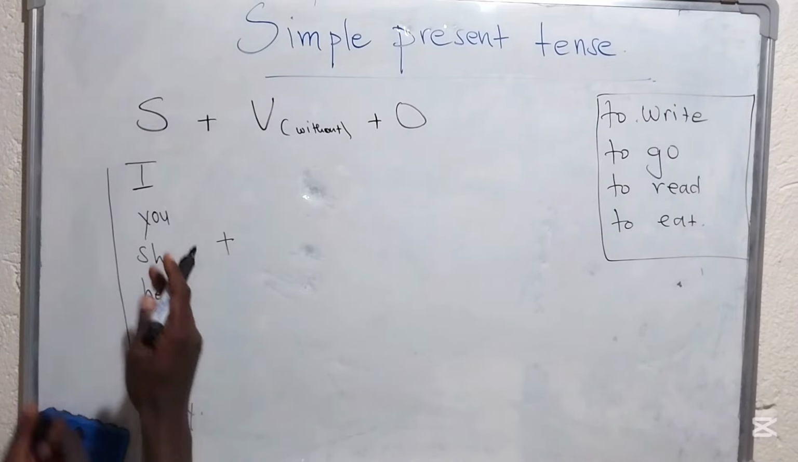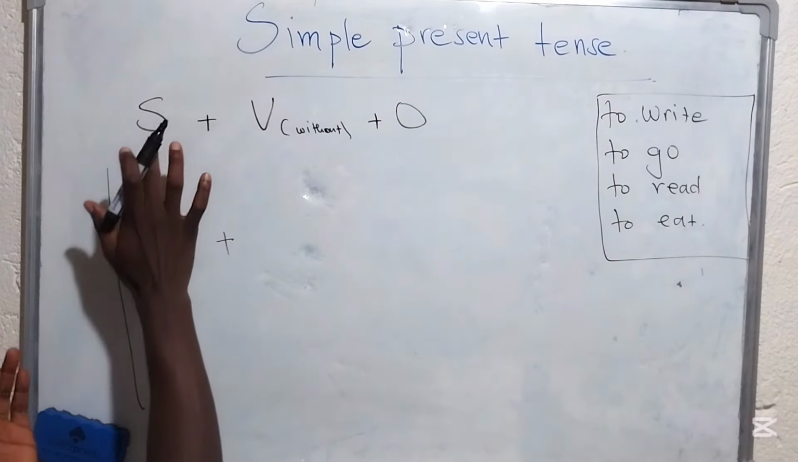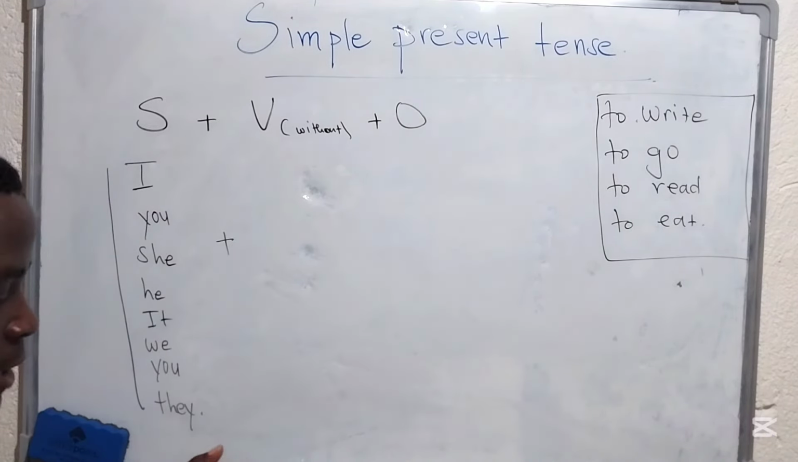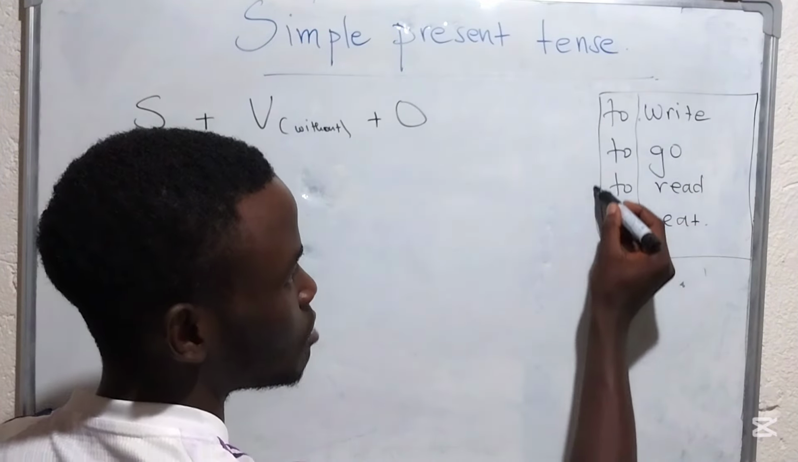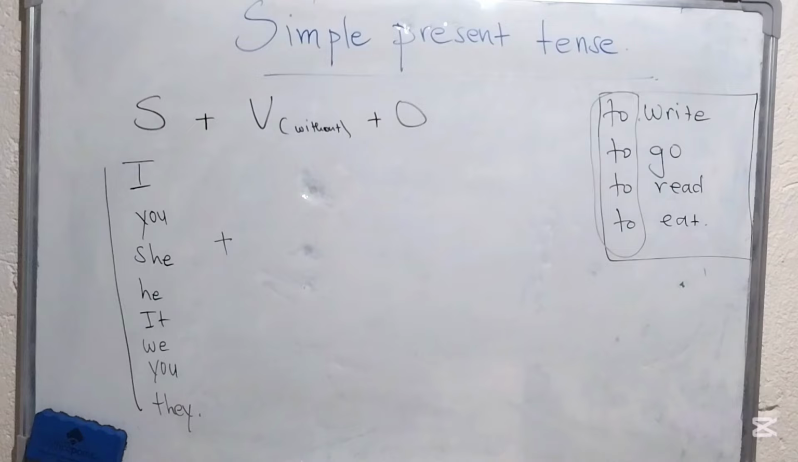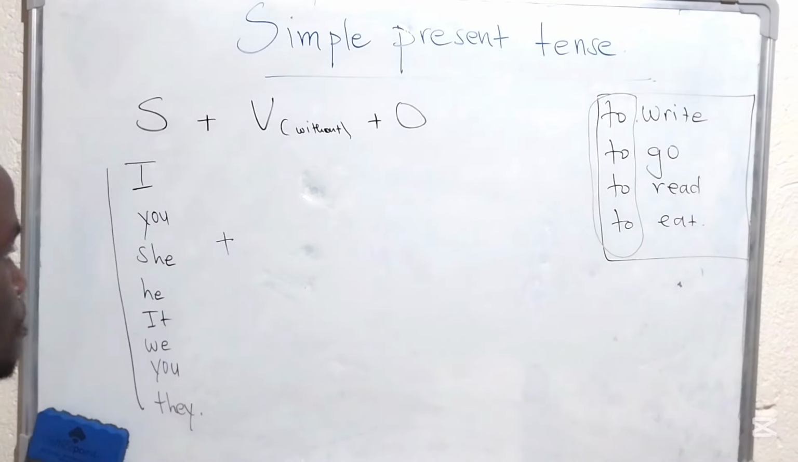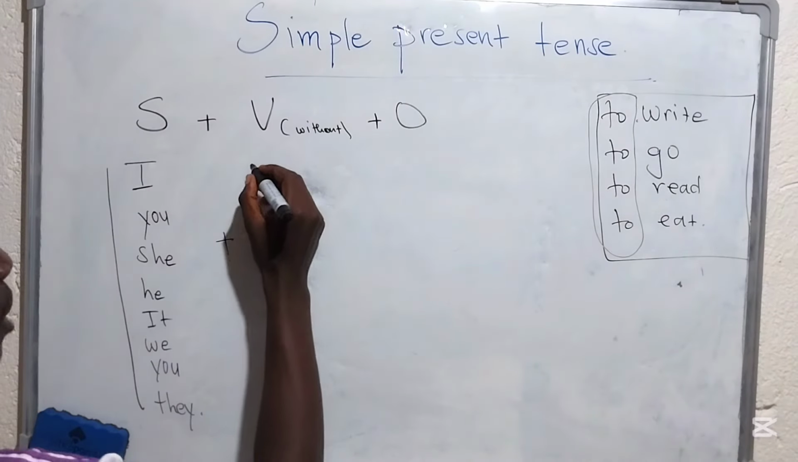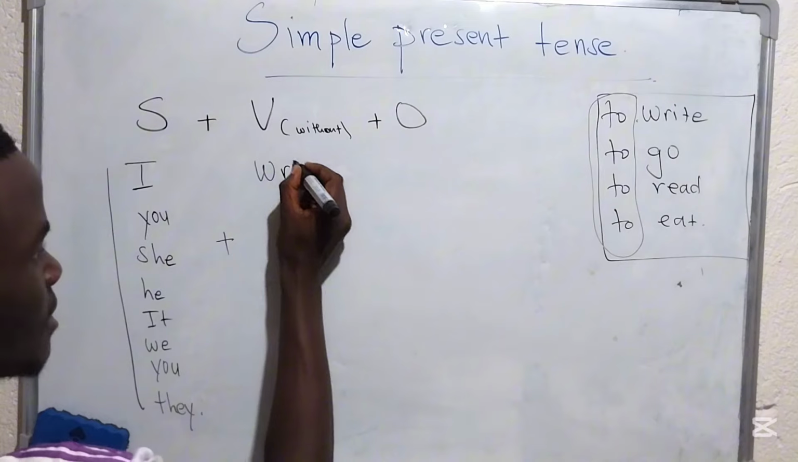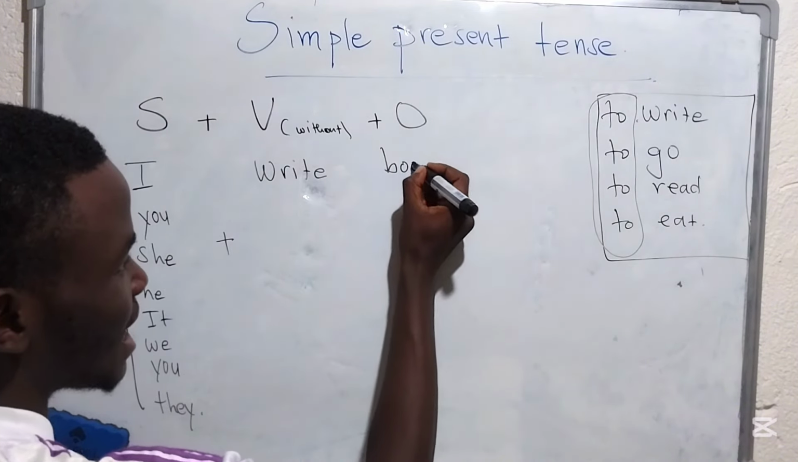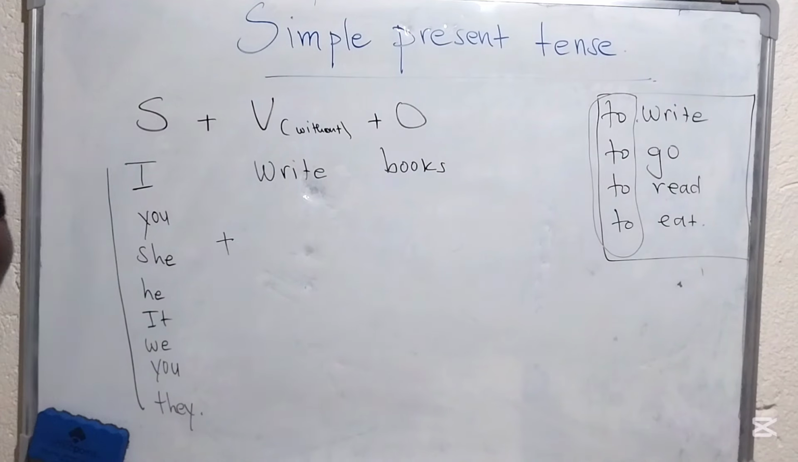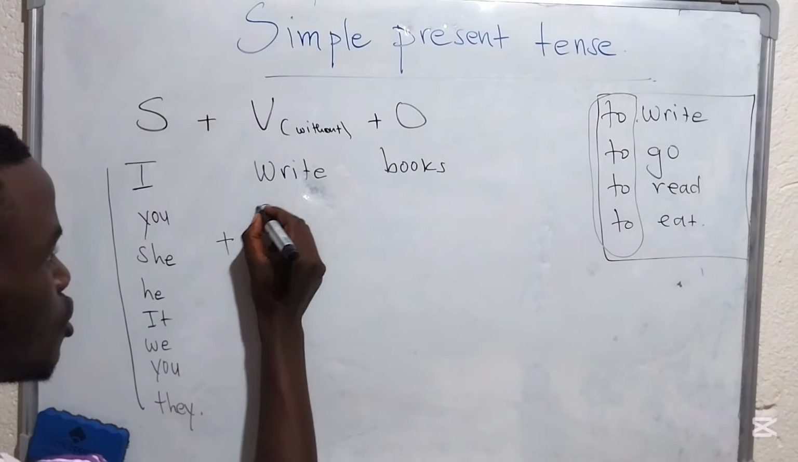Then when we say simple present tense, we say subject plus verb without to. So if it is verb without to, we are going to remove the to. Then we add object cyangwa se icyuzuzo. Urugero, I write. I have removed to. I write books. Nandika ibitabo. You go to school.